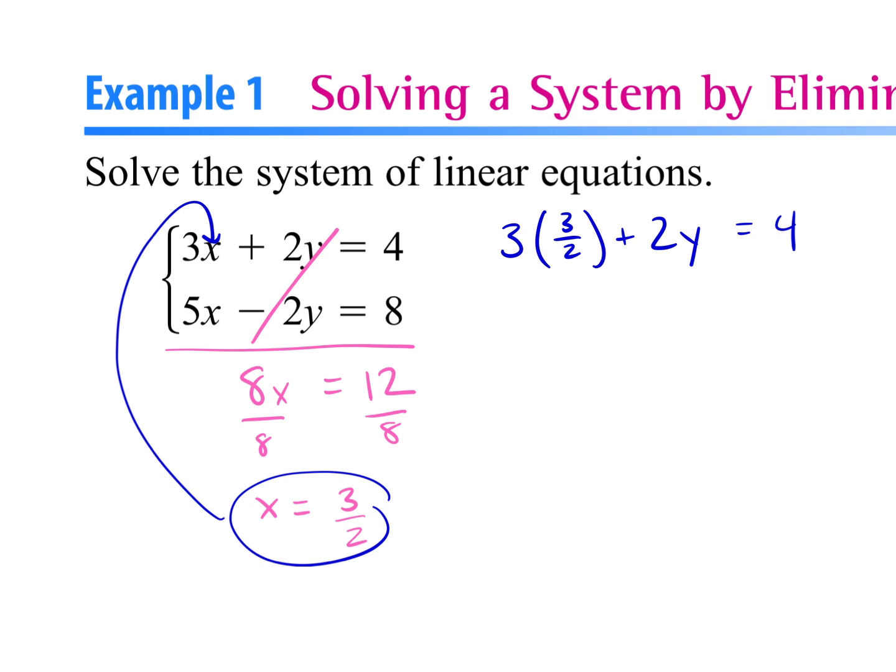What do I have to do first here? Multiply 3 over 2 by 3. How do I multiply fractions? Multiply straight across. This becomes 9 over 2 plus 2y is equal to 4. What would I do next? Subtract. So we subtract 9 over 2 on both sides.